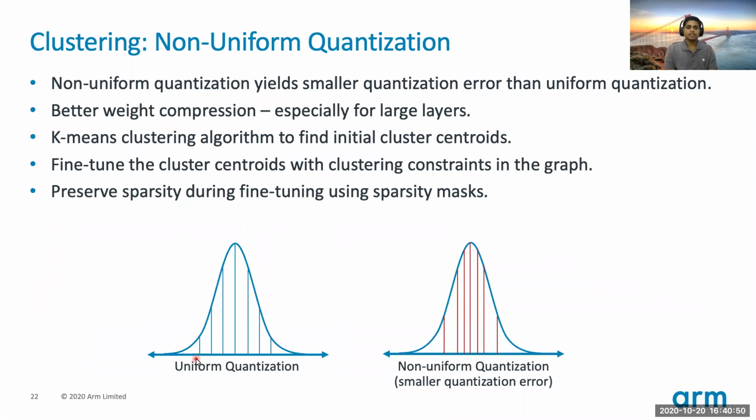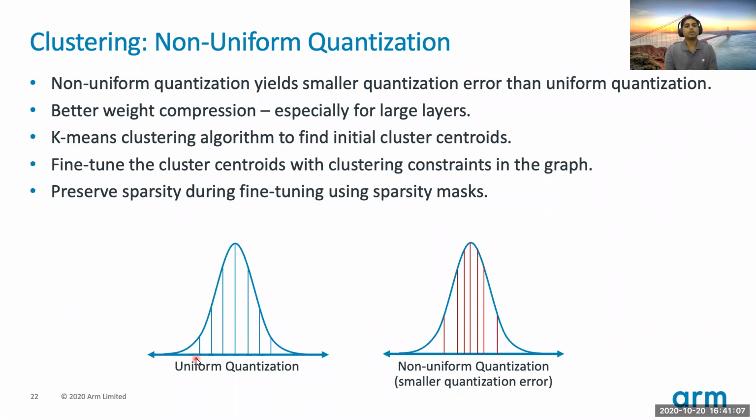For some large layers, such as the final fully connected layers, doing uniform quantization is not sufficient to get good compression as well as maintain accuracy. In such cases, clustering or non-uniform quantization helps us to achieve better compression.